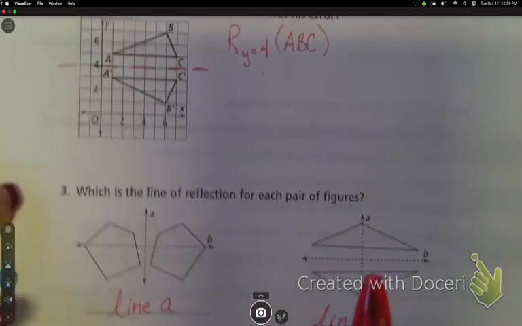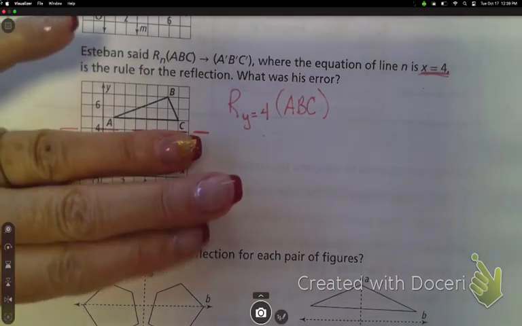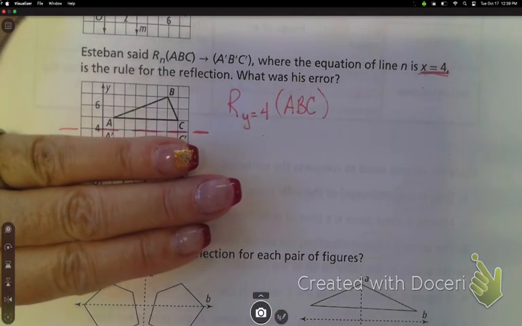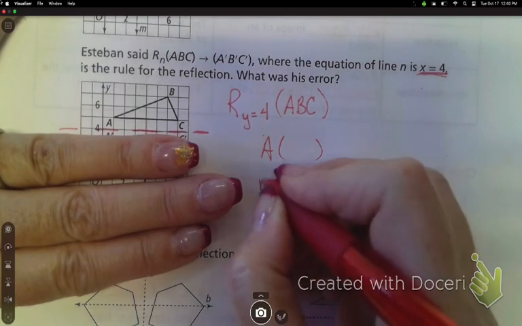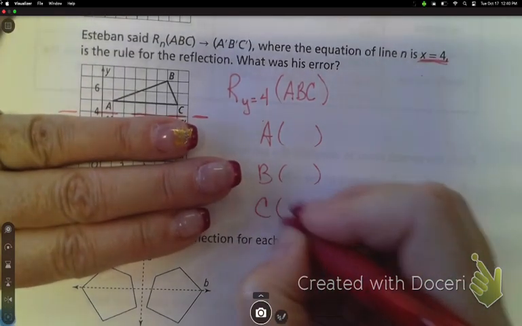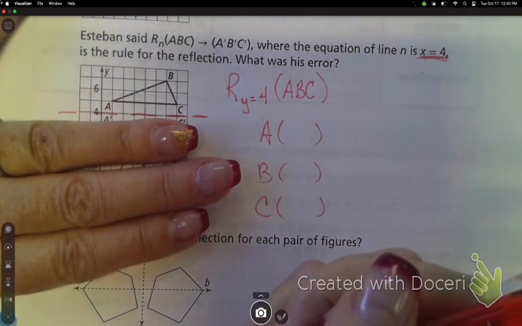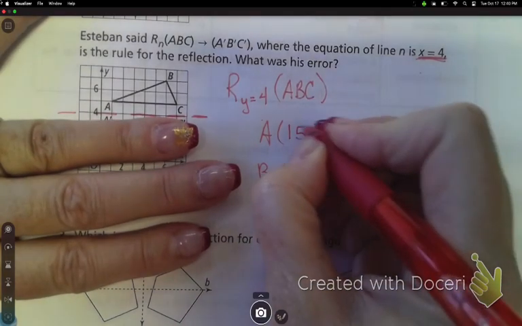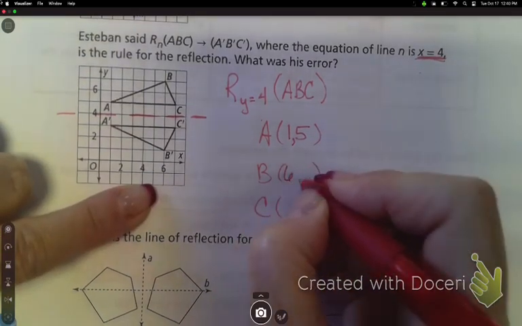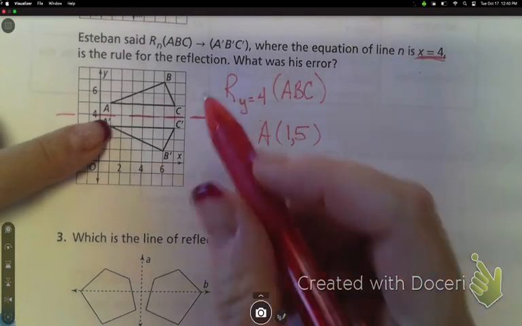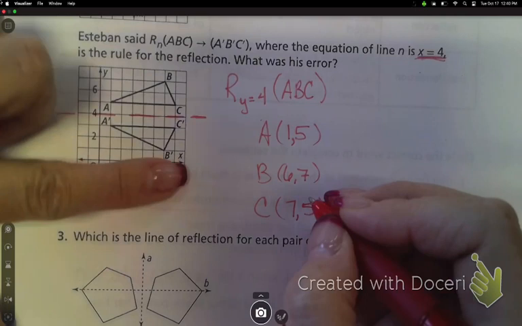Now, I want to let you know up here, if I gave you this A, like this is the assignment in the book, and I said reflect that across this line. So what I would expect you to do would be A, B, C. Okay, what is the point for A? 1, 5. What's the point for B? 6, 7. What is the point for C? 7, 5. Okay, so this image isn't here, got it?